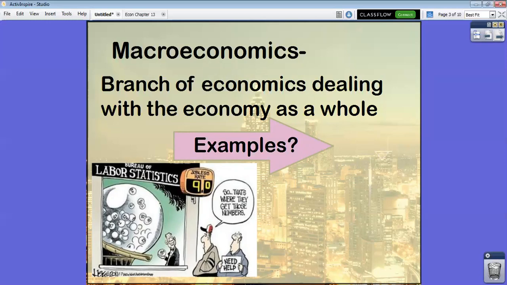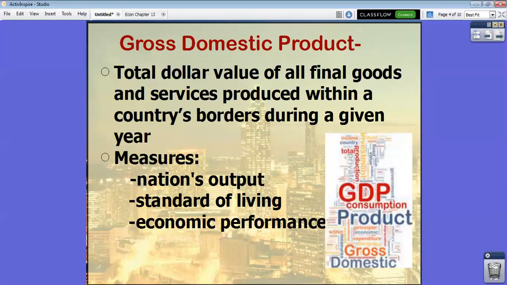All right, so let's look at the gross domestic product. This is the big focus for this chapter and the activities that go along with this chapter. The gross domestic product is, you can read the definition, the total dollar value of all final goods and services produced in a country's borders during a given year. Basically, what we're measuring is all the different companies that were producing within the borders of the United States. What did they make? That's what we're looking at.